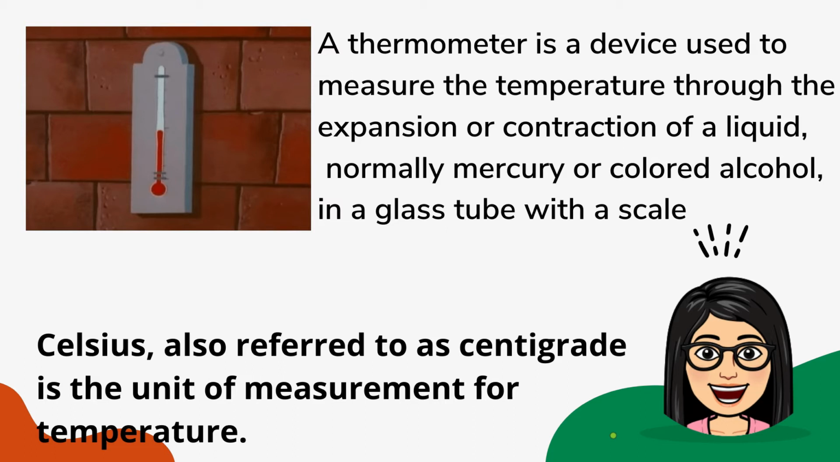A thermometer is a device used to measure temperature through the expansion or contraction of a liquid, normally mercury or colored alcohol in a glass tube with a scale. Celsius, also referred to as centigrade, is the unit of measurement for temperature.